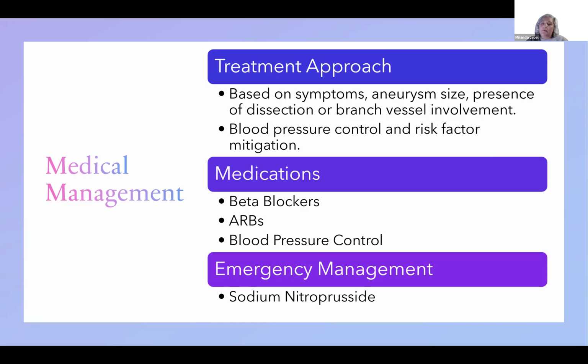They help lessen that aortic dilation. That's going to be your losartan and your valsartan. And then we can do preoperative blood pressure control where we want to target that systolic pressure to 90 to 120 with a MAP of 65 to 75. And then for emergency management, we're going to give that nitroprusside. It's used for rapid blood pressure reduction via continuous IV drip.